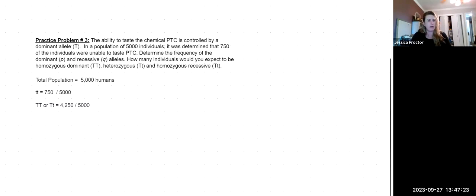So with the Hardy-Weinberg equation, we always start with a known quantity, which is the homozygous recessives. So Q squared is going to be the number of homozygous recessives, so 750 in this case, divided by the total in the population, which is 5,000. All right, so you guys tell me in your calculators what 750 divided by 5,000 is, rounded to 2 decimal places.